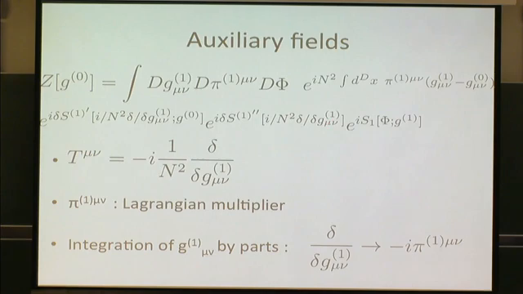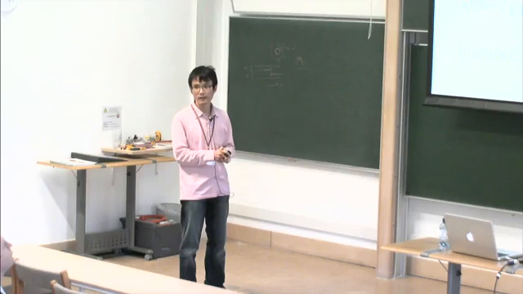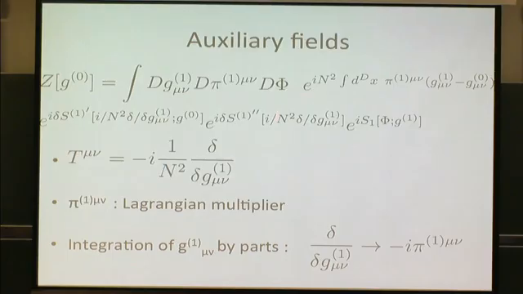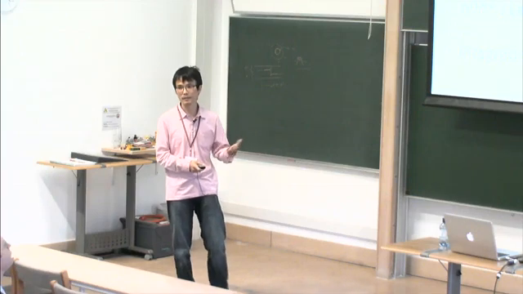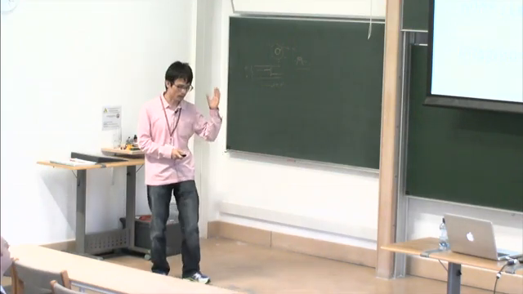So whenever I apply this functional derivative with respect to the metric G1, I get minus i times pi 1. In other words, every energy-momentum tensor that I had in this quantum correction gets replaced by this pi 1. So this is basically what we had in the general picture.